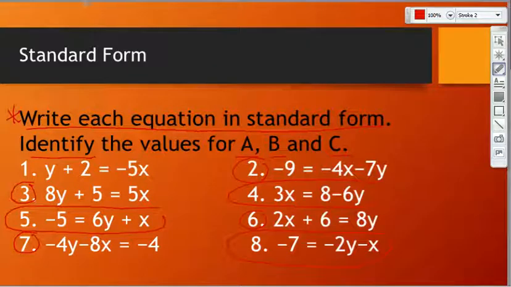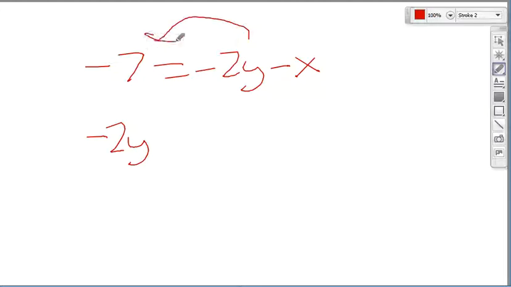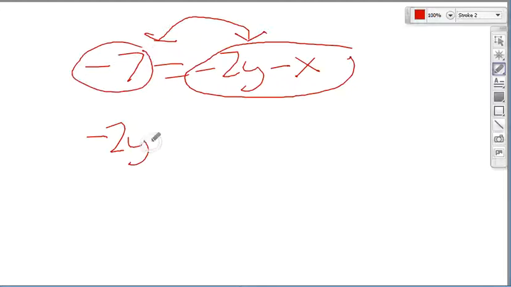Okay, the last one we are going to do together, number 8. We have negative 7 equals negative 2y minus x. So in order to write this in standard form, let's just first rewrite this. We rearrange the way this equation is written. So let's move this whole side to the left side, and let's move this side to the right side. So negative 2y minus x equals negative 7. And then this is almost in standard form.